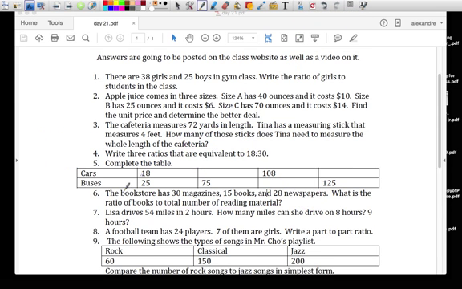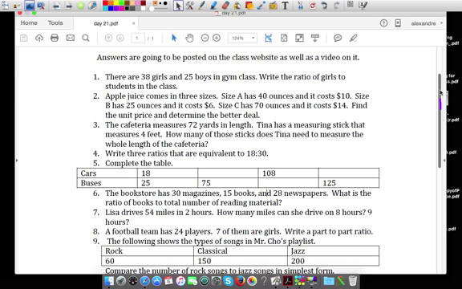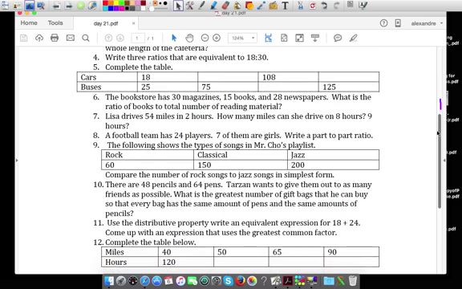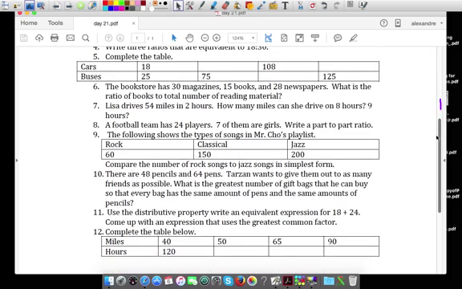Erasing as I go. Lisa drives some car 52 miles, 54 miles in 2 hours. Let's just lower this a little bit. Okay. Where am I? Oh, I forgot the books. All right, so here, sorry.